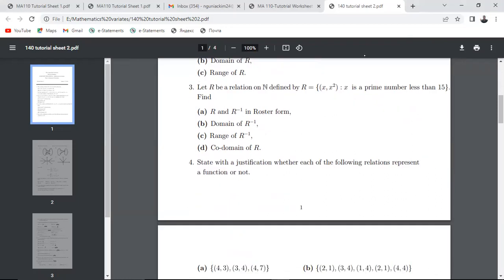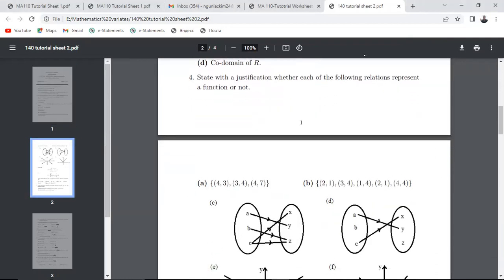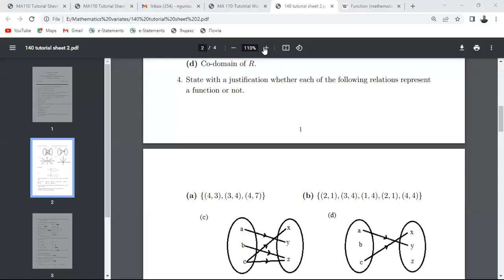We proceed to question 4. So question 4 is just a matter of stating, with a justification, whether each of the following defines a function or not. So one needs to know what a function is. What's important is to know what a function is. So one thing with diagrams like this, one thing that you should know is, if you have A, B, C, then here you can have A, B, D.